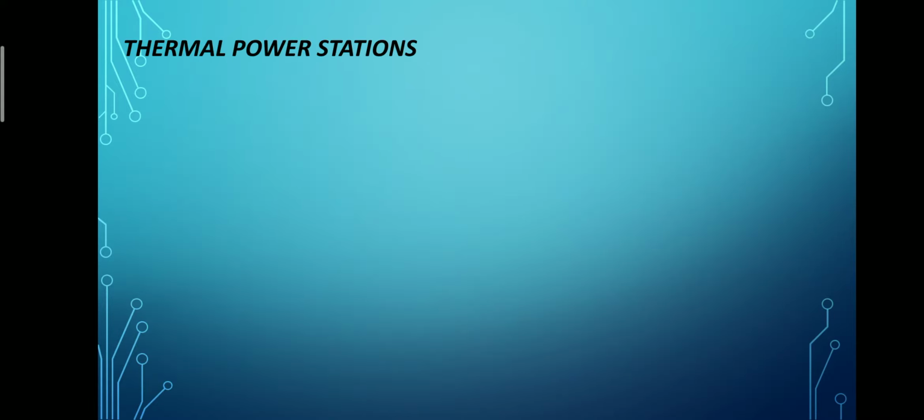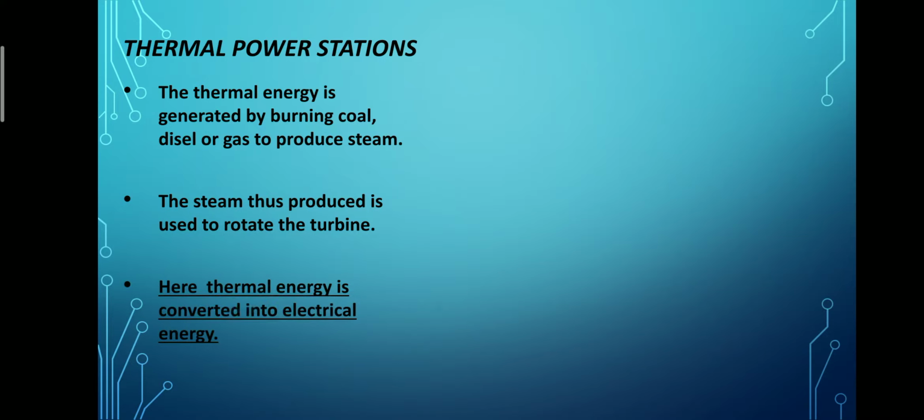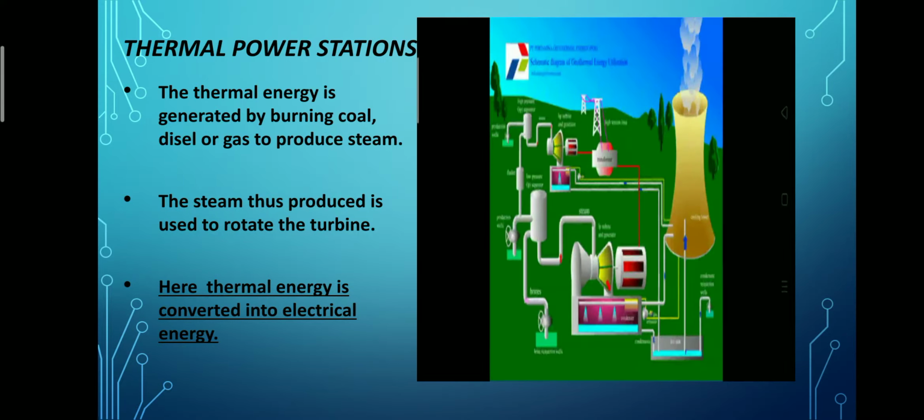First, let's see what a thermal power station is, and how we get electricity from it. In a thermal power station, heat energy is first produced by burning coal. It can be coal, diesel, or gas, and we burn it so that it produces a lot of heat energy. That heat energy is used to produce steam, and the steam is used to rotate the turbine.